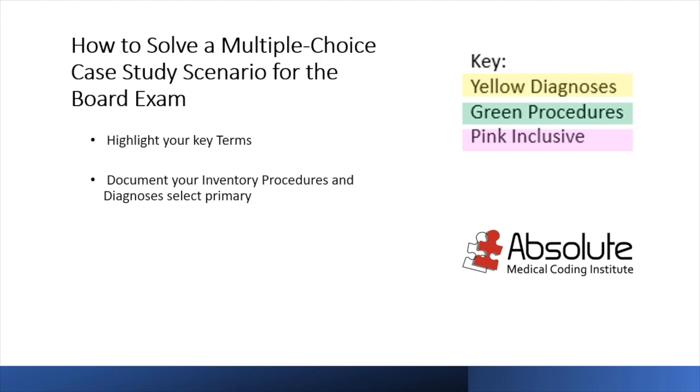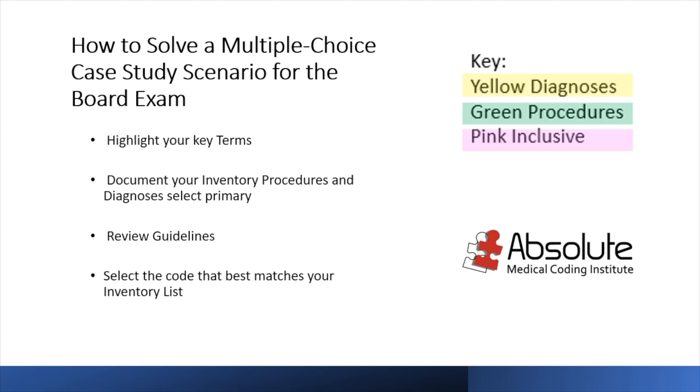All right. Once you've done your highlighting, you're going to have to document your inventory. That's your procedures, diagnoses, and select a primary code. Which diagnosis is primary? Which procedure is primary? Then you're going to review all pertinent guidelines. And finally, the code that best matches your inventory list is often the correct code, or a code that is pertinent to a guideline. That will be your best code.